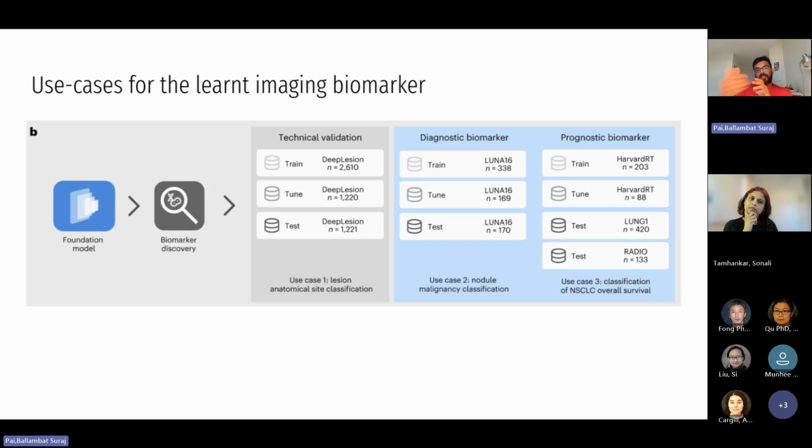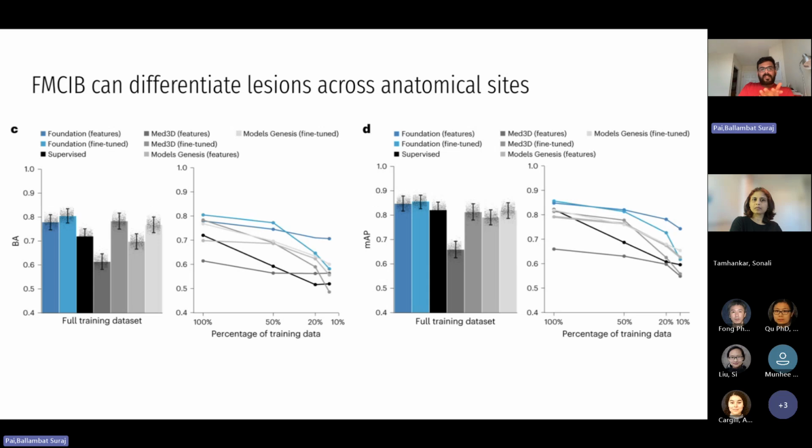Then we have this diagnostic biomarker, where we try to see, given a nodule, whether it is malignant or not. And then we also have this prognostic biomarker, where given a lesion, you want to understand what the estimate for survival post treatment of that particular category would be. So we first saw that this foundation model can differentiate lesions across different anatomical sites. I don't think it's very interesting to go deeply into some of these results here, but I'll just say that the blue ones are the models that we trained.